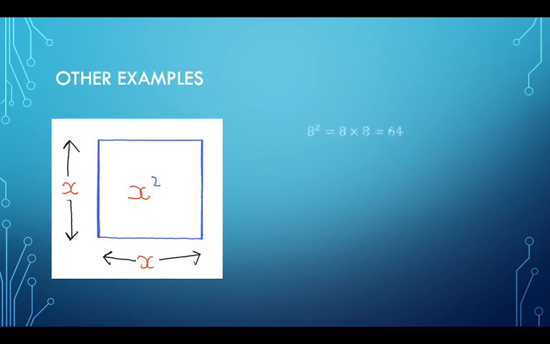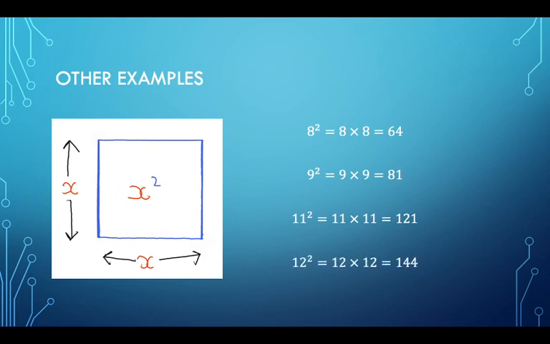So another couple of examples for you. 8 squared is 8 times 8, which is 64. 9 squared is 9 times 9, which is 81. 11 squared is 11 times 11, which is 121. And 12 squared, or 12 times 12, is 144.